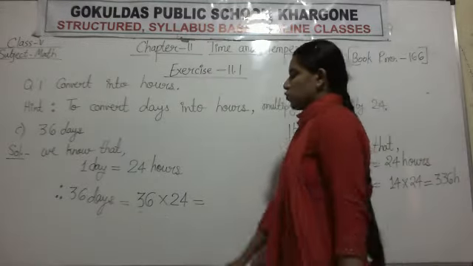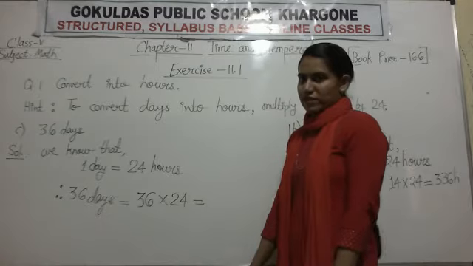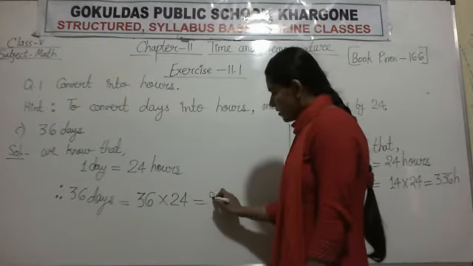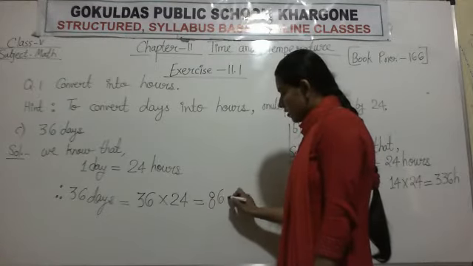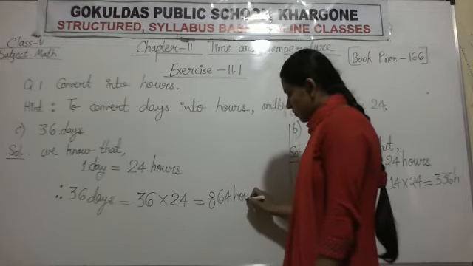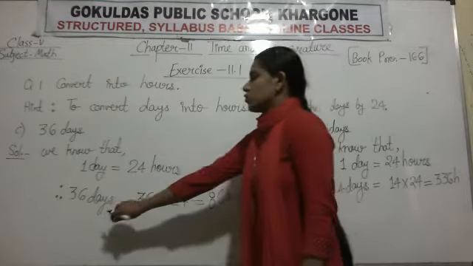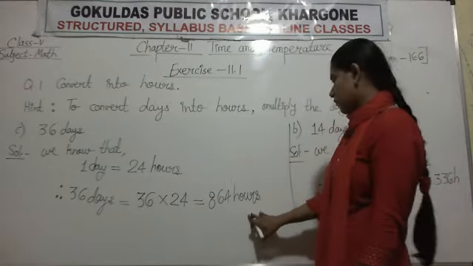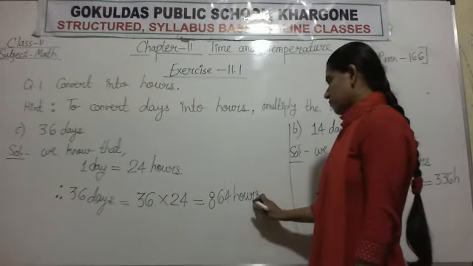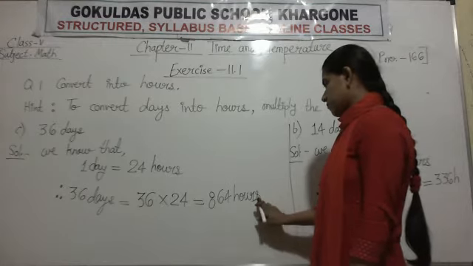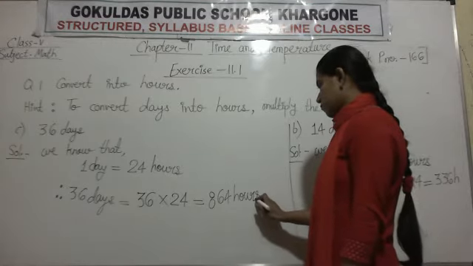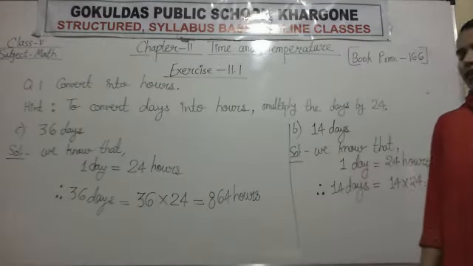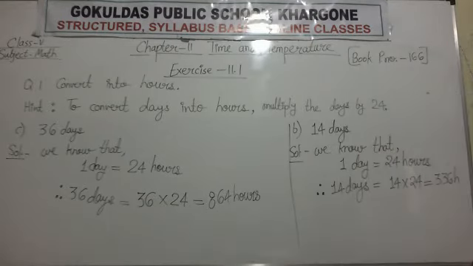Okay. So when we arrange both the numbers column wise and multiply them, my result is 864 hours. So 36 days means 864 hours.